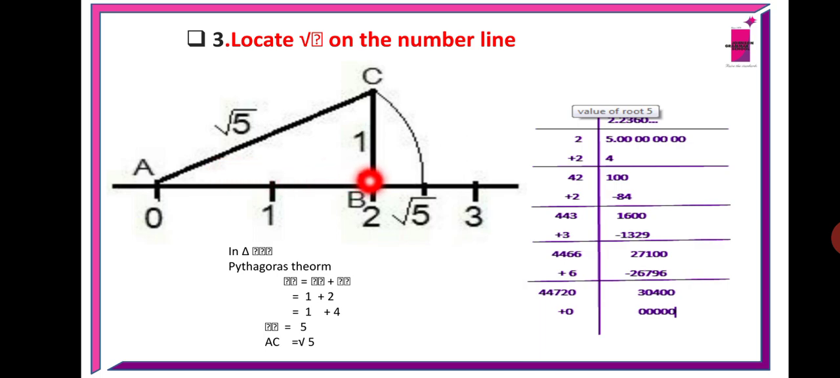Similarly, if you want to represent root 5, we will take 2 units as AB, 1 unit as BC. Then AC will be root 5, under root of 2 square plus 1 square, which gives you root 5. So based on the Pythagoras theorem, we are going to represent root 2, root 3, root 5. You know that root 4 is nothing but 2. The point will be exactly here. It represents 2 units on the number line.